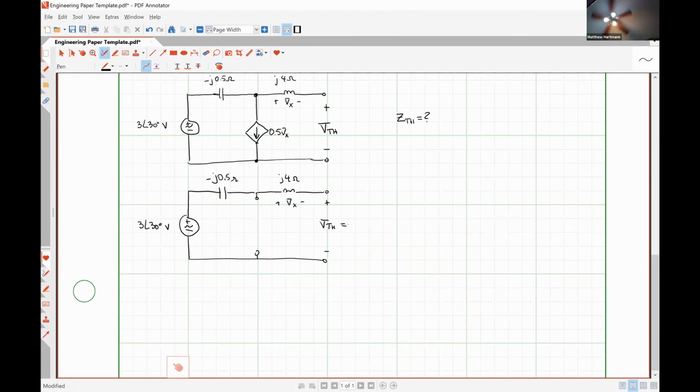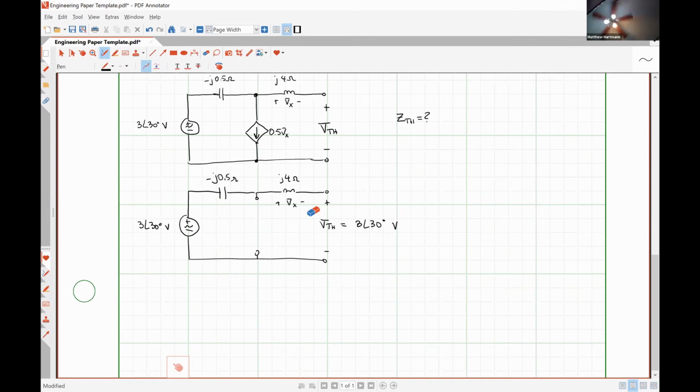So what does V Thevenin have to be? 3 angle 30. Yep. I said I did it in my head, just using that exact thought process. Well, if Vx is 0, and it has to be, then that current source really is behaving as if it were an open circuit. So this 3 angle 30 here is the same as this 3 angle 30 here because there's no voltage drop over any of our impedances. So that one, fairly straightforward.